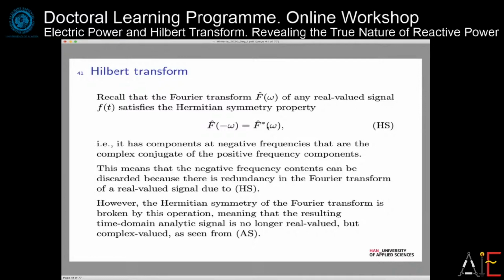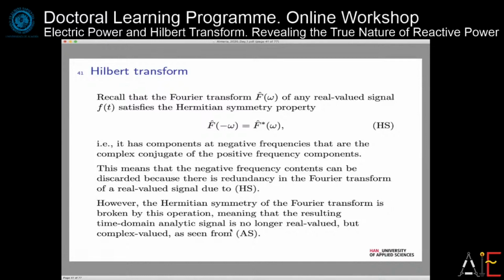We only threw away extra information, too much information, double the information. Half of it we throw away, and we keep the other part, or the other way around. We throw away the negative frequencies and we keep the positive frequencies. Yeah, we can do that by this. And the only thing is that if we throw away one part, the positive or the negative frequencies, that means that this property is not fulfilled anymore. And that results in the fact that your Fourier transform is broken and that your analytic signal is no longer real valued. That's where the Hilbert transform comes in.